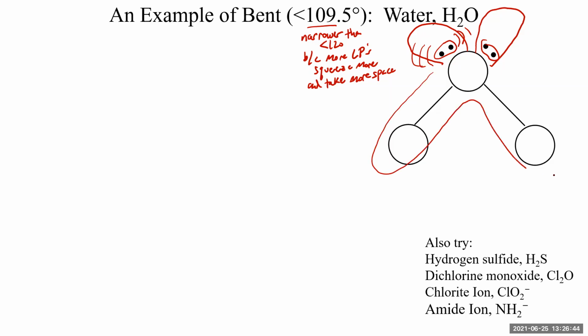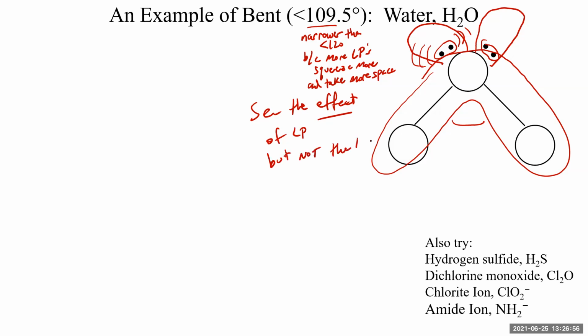You see their effect, you don't see them. So you see the effect. You see the effect of lone pairs, but not the lone pairs themselves. So you don't name the shape according to what you cannot see.